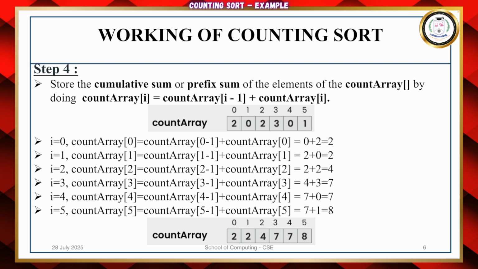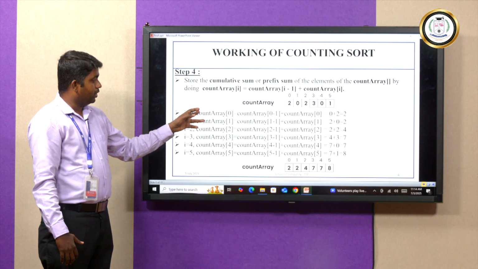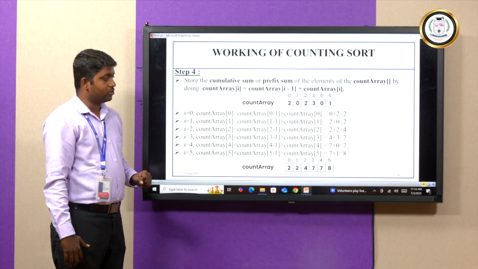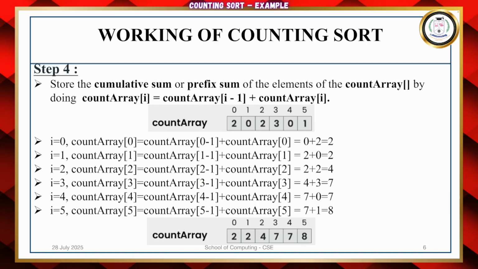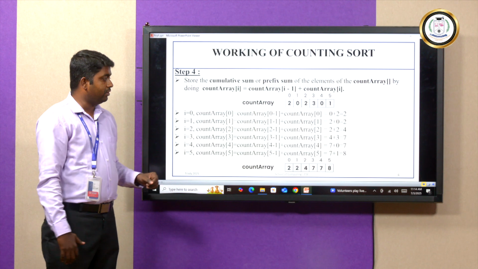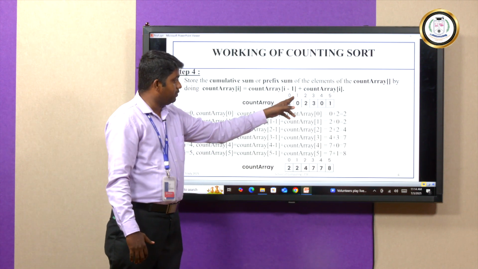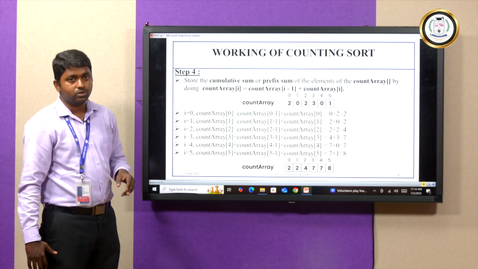Step 4: we calculate the cumulative sum. The formula is count array of I equals count array of I minus 1 plus count array of I. In the iteration I equal to 0, count array of 0 equals count array of 0 minus 1 plus count array of 0, so that is 0 plus 2, which is 2. Similarly, for the next iteration I equal to 1, count array of 1 equals count array of 1 minus 1 plus count array of 1. Count array of 1 minus 1 is count array of 0, whose value we have from the previous step, which is 2, and count array of 1 is 0, so 2 plus 0 is 2.